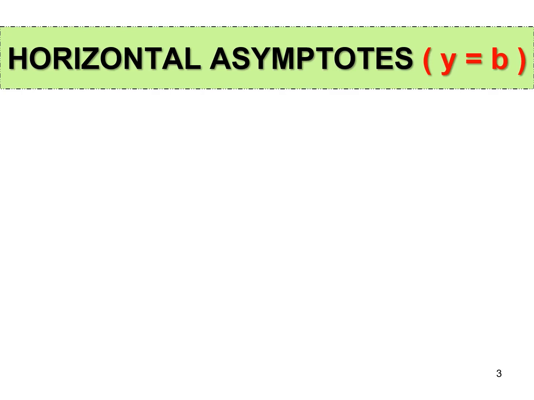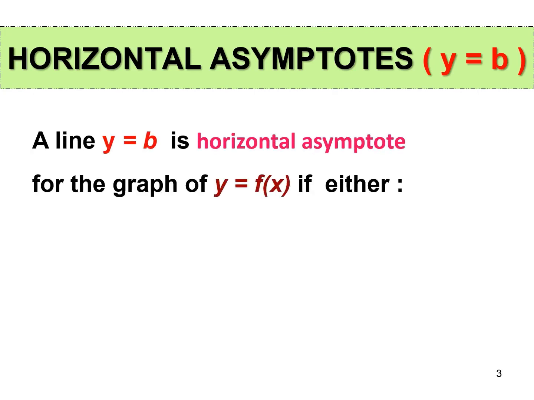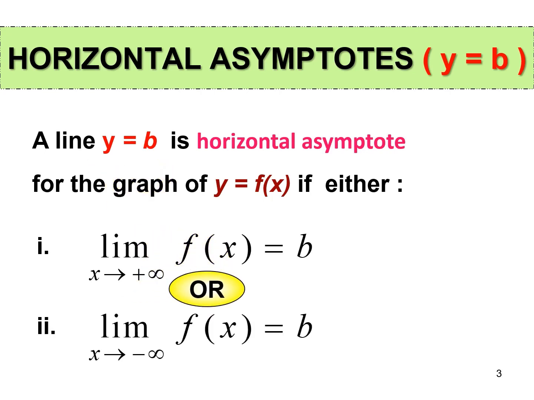Horizontal asymptotes is when y equals b, and b can be any constant. A line y equals b is a horizontal asymptote for the graph of y equals f(x) if either 1. the limit of f(x) when x tends to positive infinity is equal to b, or 2. the limit of f(x) when x tends to negative infinity is equal to b.